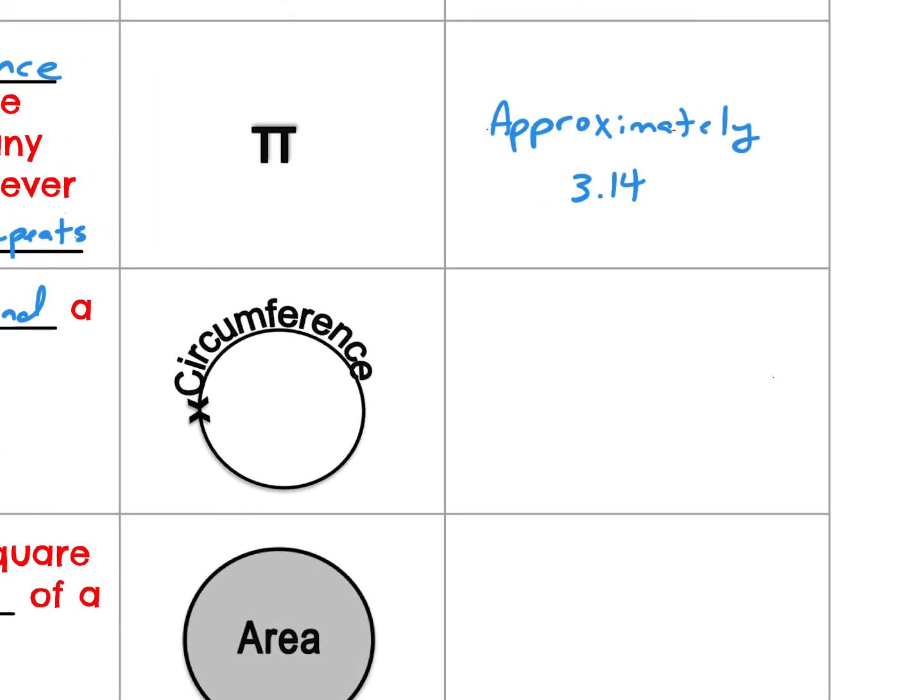The way we calculate circumference, you can use one of two formulas. The first formula is 2 times pi times radius. So if you're given the radius, you multiply that by 2 and you multiply that by pi. Or if you're given the diameter, you just do diameter times pi.